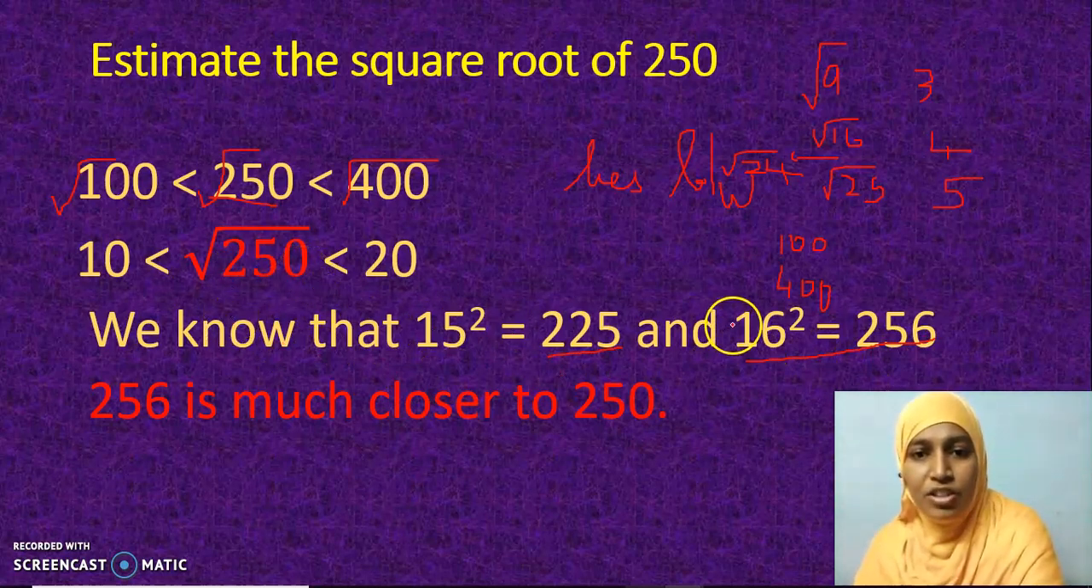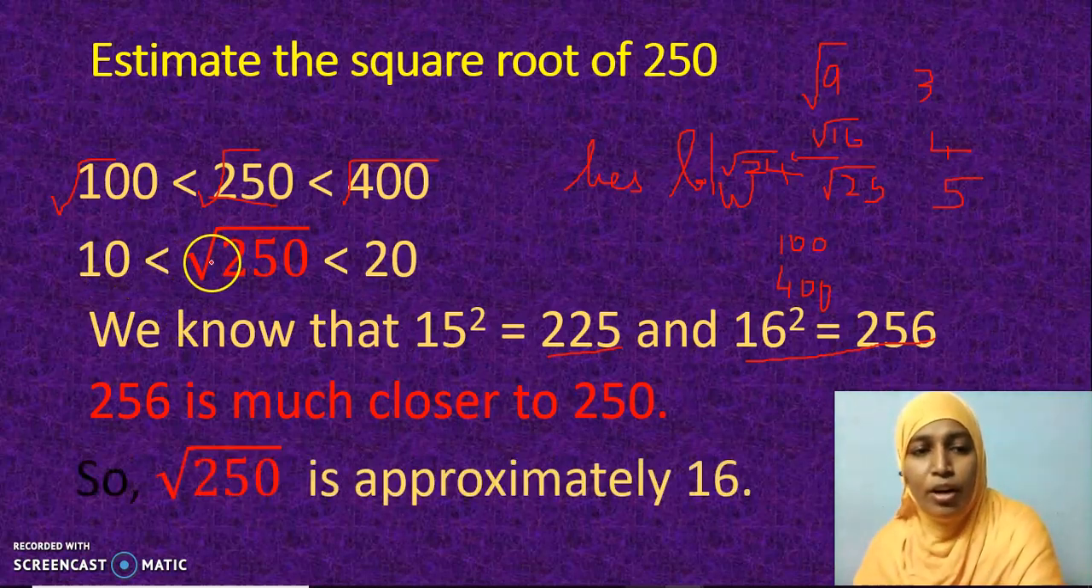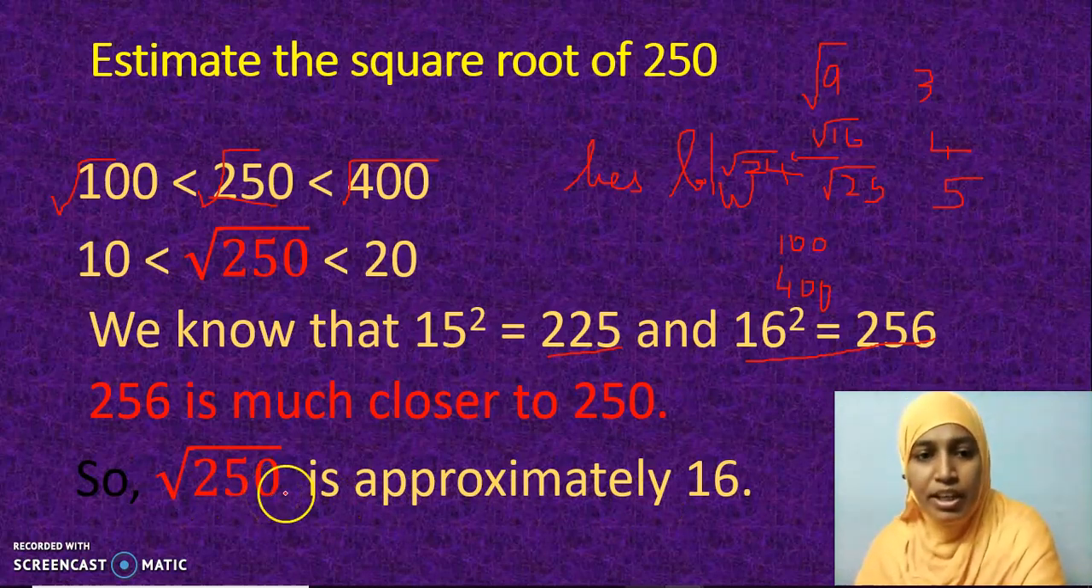Is it clear, my dear children? We know the square root of 256 is 16. So approximately, the square root of 250 is also 16. It's an approximation. It's not the exact square root of 250. Is it clear, my dear children?